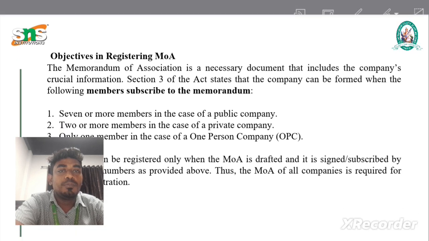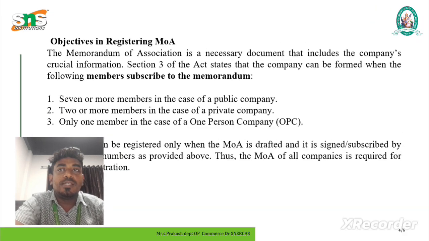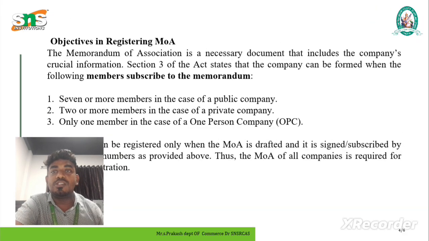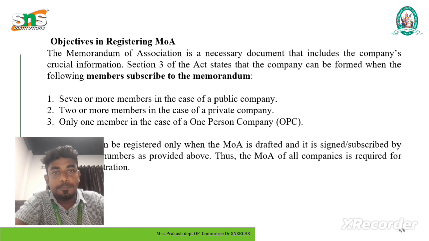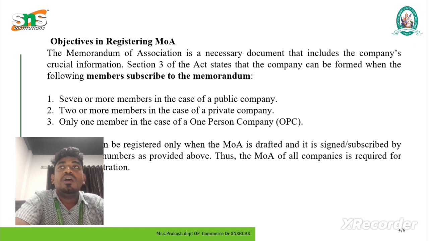So it is very important, before registering the incorporation of the company, that the involved parties first agree to the memorandum. As a result, the Memorandum of Association is required for company registration according to Section 7 of the Act.